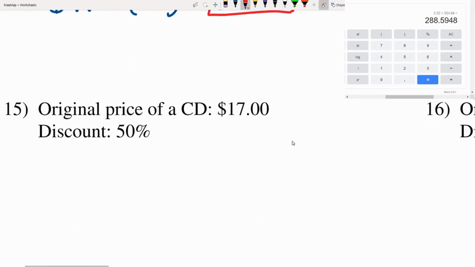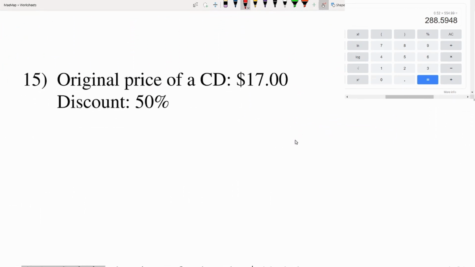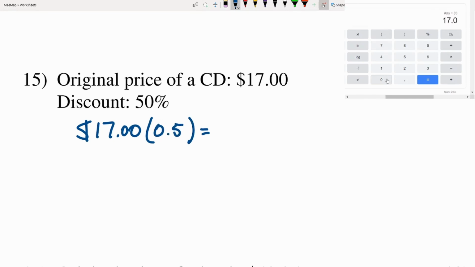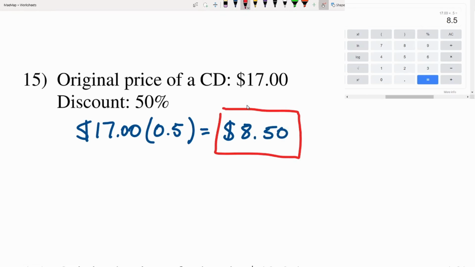Moving right along, number 15, the cost of a CD, $17 with a 50% discount. That's $17 times 1 minus 0.5, which gives us 0.5. $17 times 0.5 is going to be $8.50. The other way we could think of this one is that a 50% discount is half off. 17 divided by 2 is $8.50.